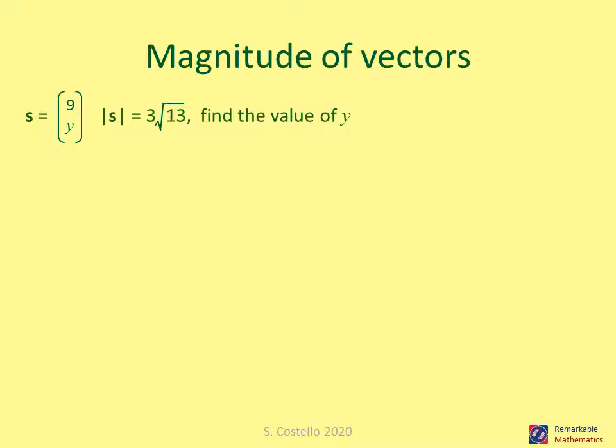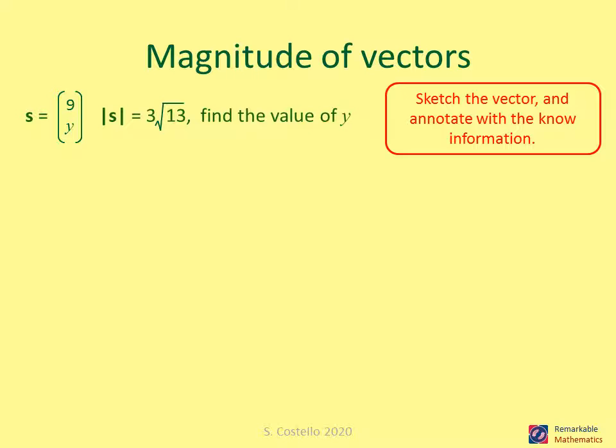Vector S is 9y. The magnitude of S is 3 root 13. Find the value of y. It's the same as we did before, it's just now we're involved in surds. So it's not necessarily more difficult, it's more complicated, there's more scope for making mistakes. So the trick to this is really taking your time and being careful.